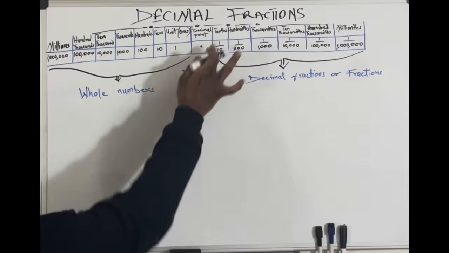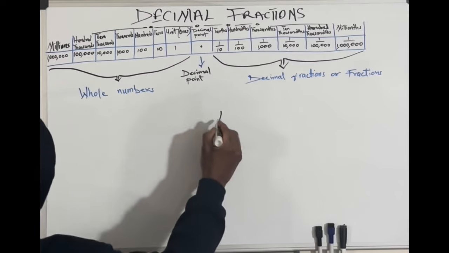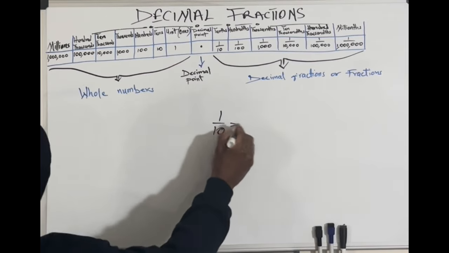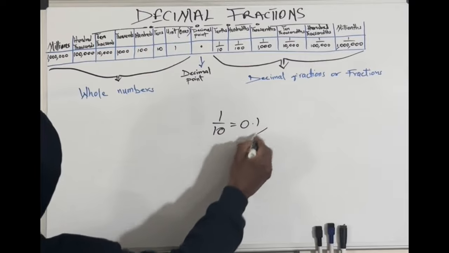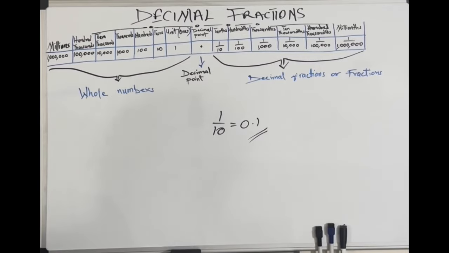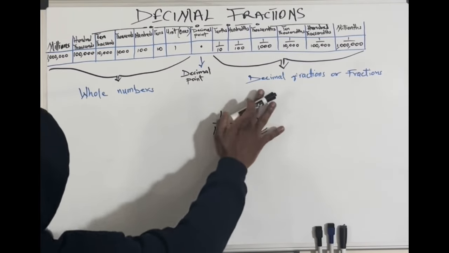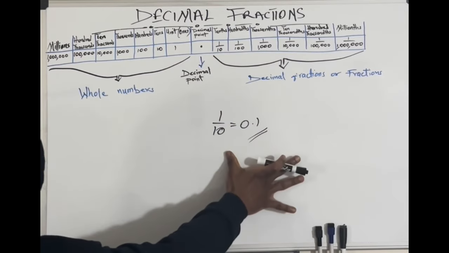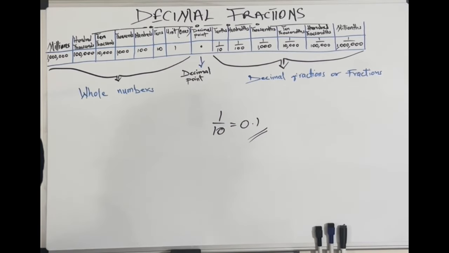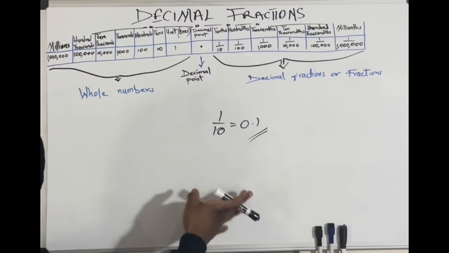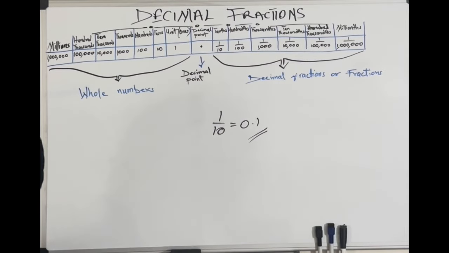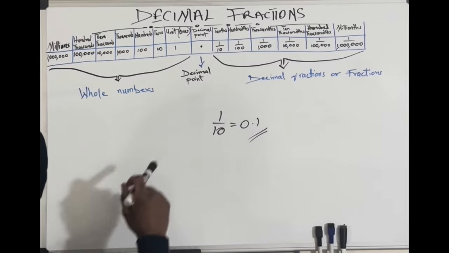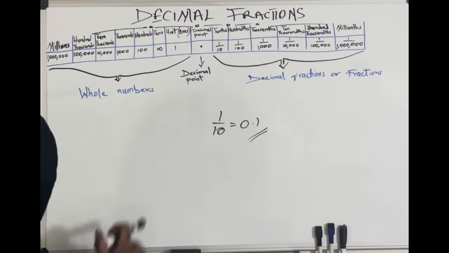So let's take tenths for example. This can also be written as 0.1. That is why we call it a decimal fraction. Okay, it can also be called a fraction, but because we can put a decimal into the numbers, that is why it's called decimal fractions.